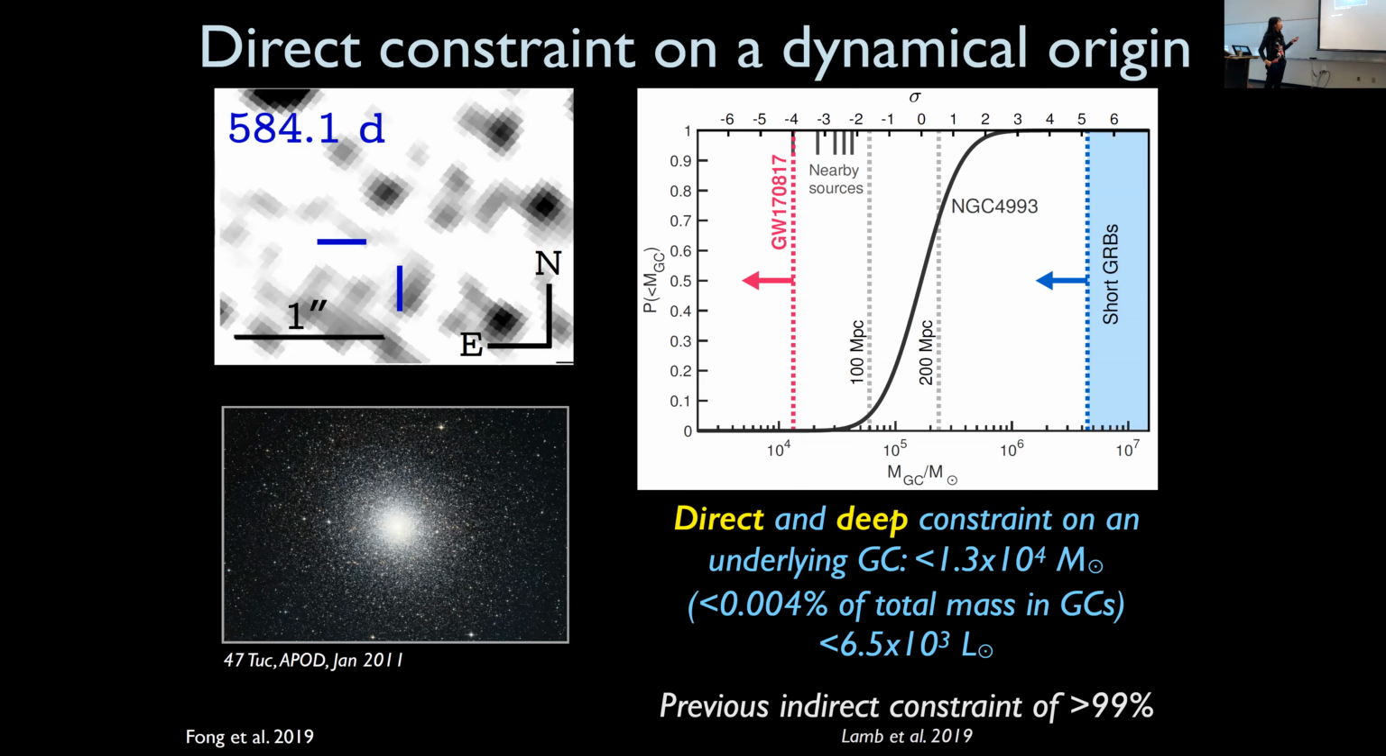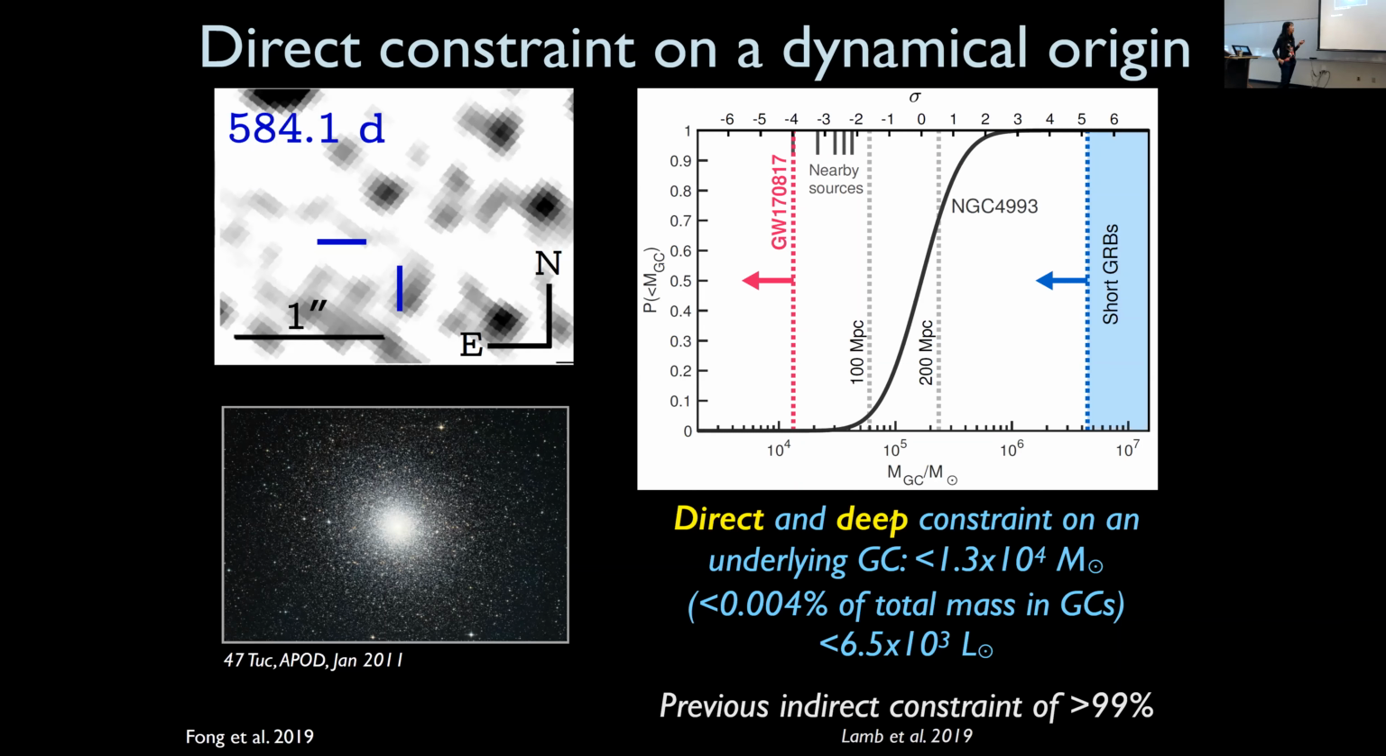So this is the mass function of globular clusters. This is mass, and this is the cumulative probability. This is the globular cluster mass function for this host galaxy, NGC 4993. Our limit is so deep that we can essentially rule out any reasonable amount of parameter space in the globular cluster mass function. The median globular cluster mass is something like 200,000 solar masses, and our limits go as deep as 13,000 solar masses.